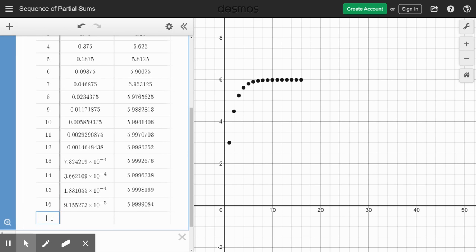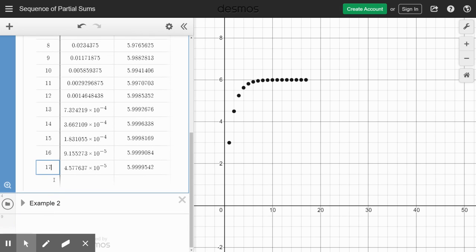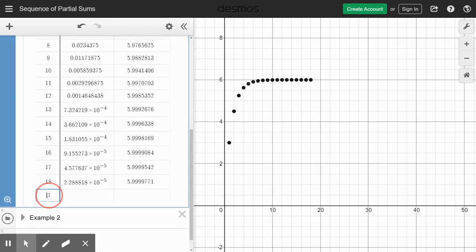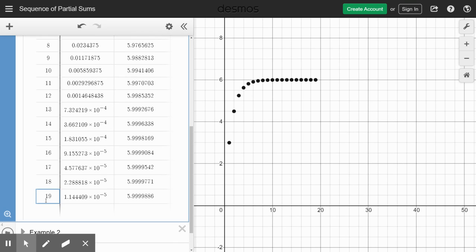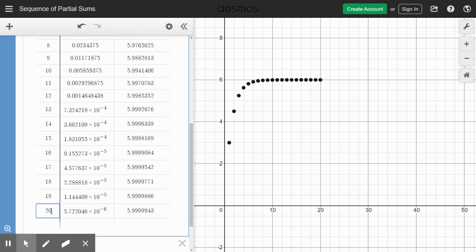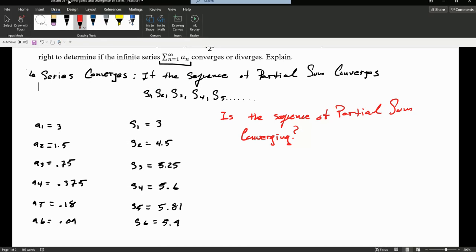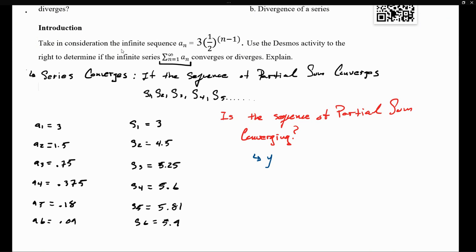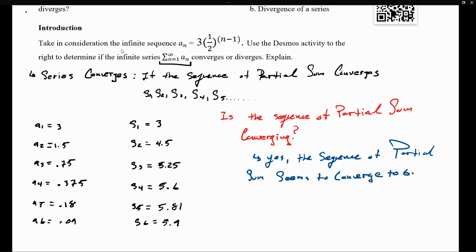Because notice that it seems that we're still increasing, but it's just getting closer and closer and closer to the value of 6. Notice it goes 5.9. It seems to be stuck at 5.9 because it just started getting closer and closer to 6. So therefore, yes, the sequence of partial sums seems to be converging to the value of 6.